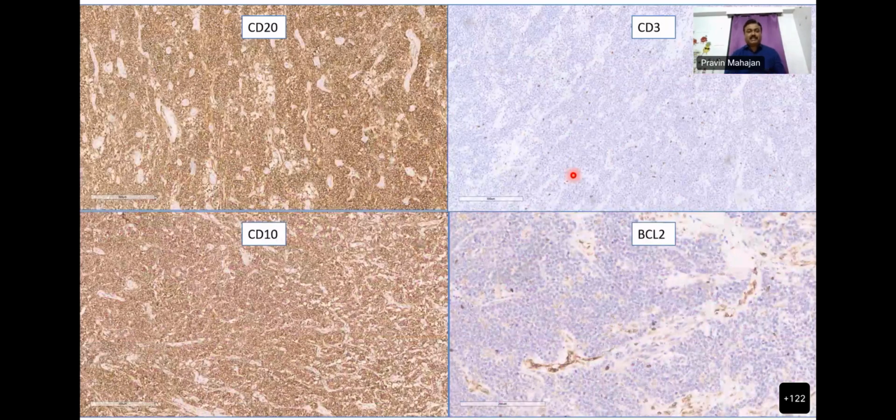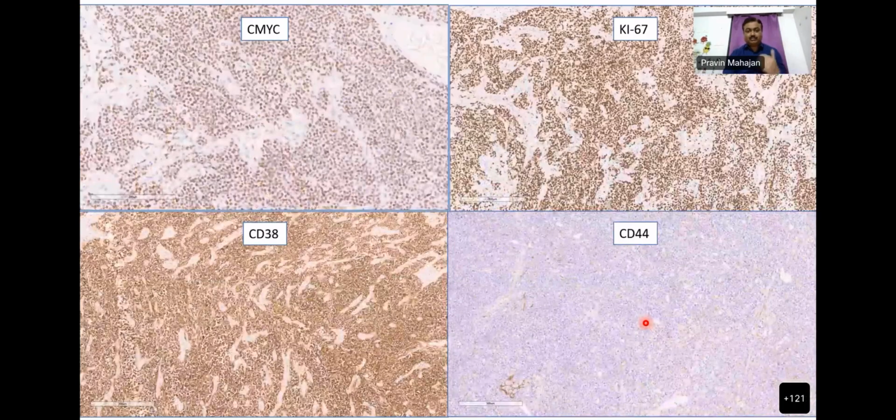So we are suspecting Burkitt lymphoma. The clinical setting is also correct: a young adult with a jejunal or ileocecal mass. So you are doing IHC to confirm it. CD20 should be positive. It is diffusely positive. CD3 is negative. It is CD10 positive and BCL2 negative. So it is fitting into a diagnosis of Burkitt lymphoma.